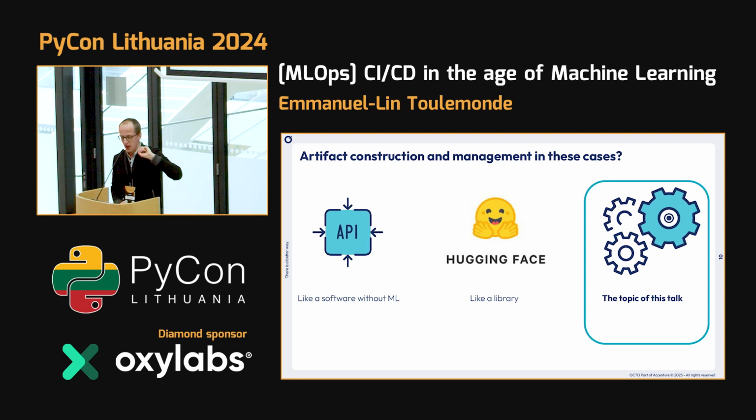For the first one, the API version, well, it's like software without machine learning. I guess it's another service, you just make API calls and there is nothing new. For Hugging Face, if you only want to download the model and run it, well, it's like using a library. I guess you have pandas 2.0.0, you want to switch to pandas 2.2. Well, you just change the version and deploy it. It would be the same thing for the model. You download it, you change the version, okay, you re-download it and you put it in production.